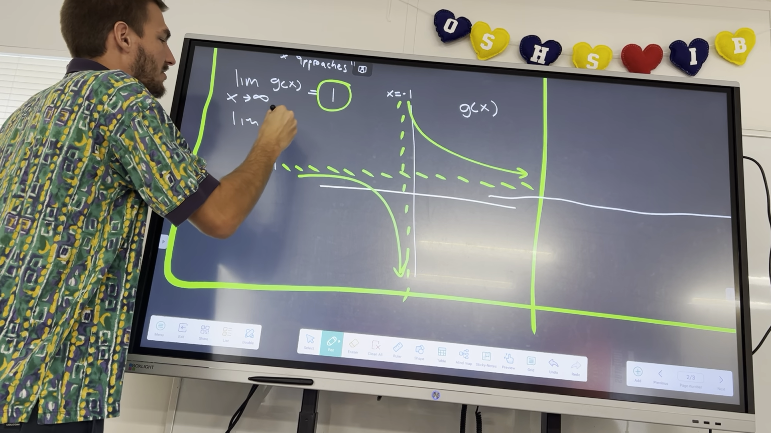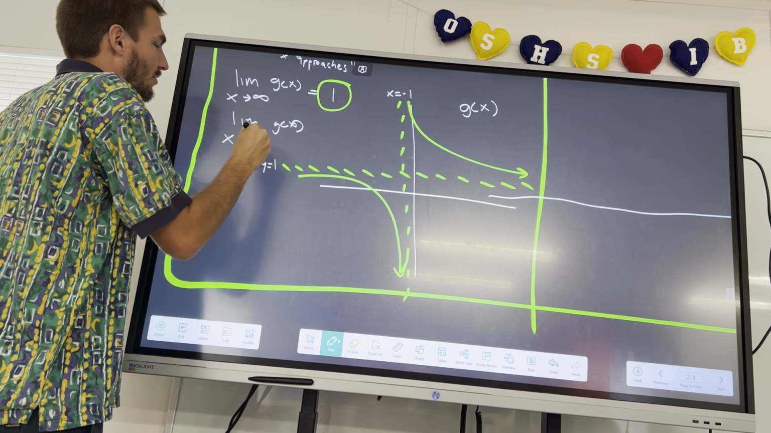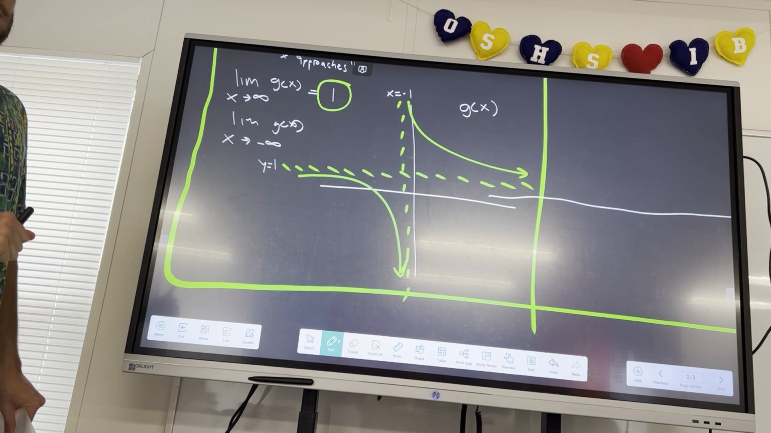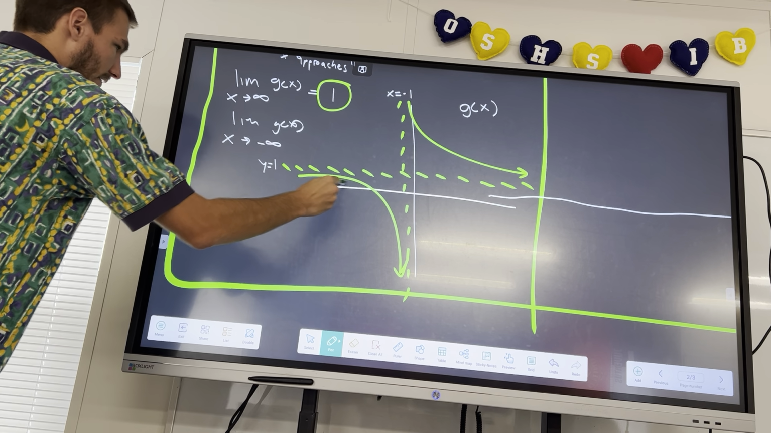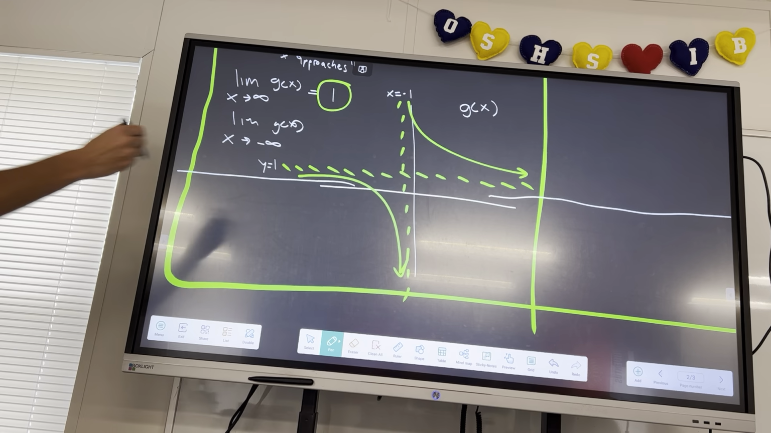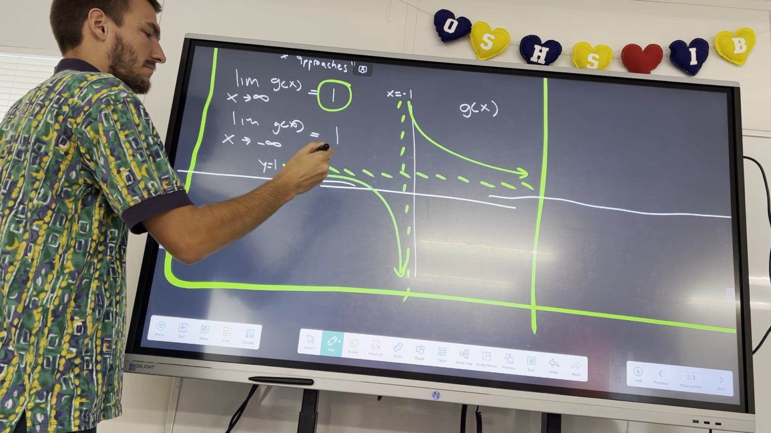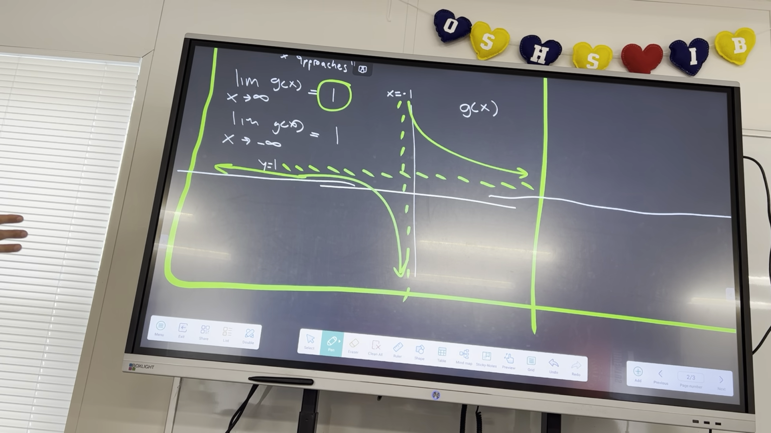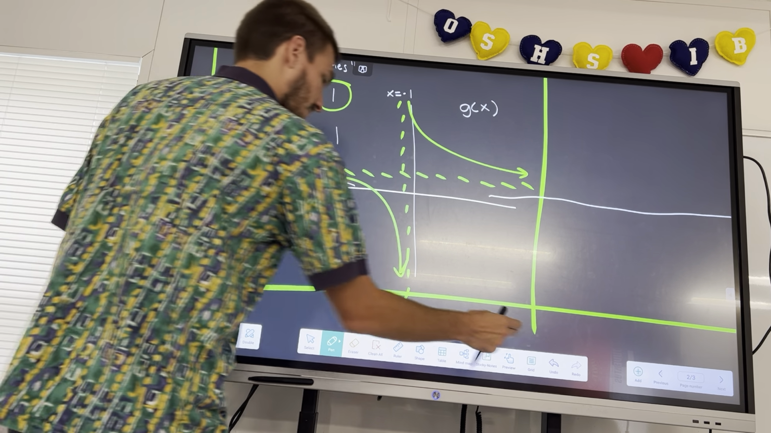So we could say the same thing. What is the limit of g of x as x approaches negative infinity? So as x goes this way, when I get all the way over here, I feel like now, again, I'm kind of wasting my time. 1, right? This is going to 1. It's going to keep heading towards 1. It looks like it's going to 1. It is going to 1.